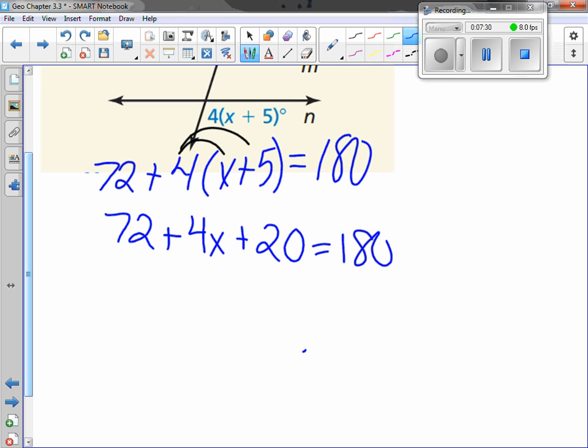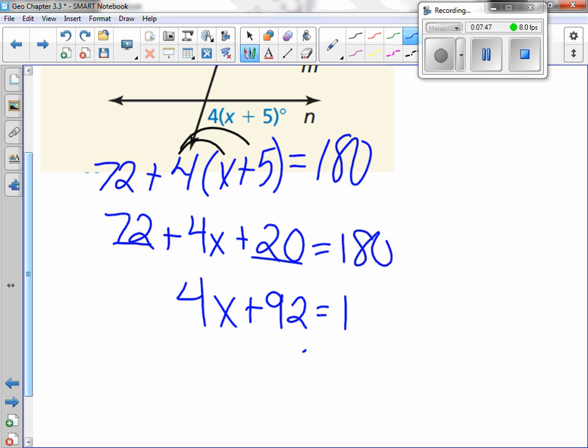So any questions on this so far? So all we did was distribute first. Now we can combine like terms. What are our like terms? 72 and 20. These would be our like terms here. So 4x plus, 72 plus 20 would give us 92. Now because they're on the same side of the equal sign, we can just combine them together.